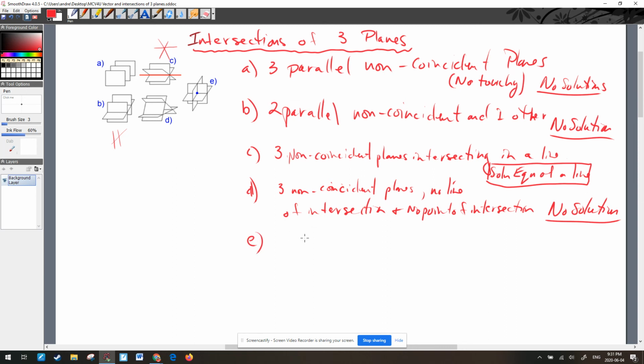And then on to case E. Case E is, again, three coincident planes that intersect in a point. So the solution is a point.